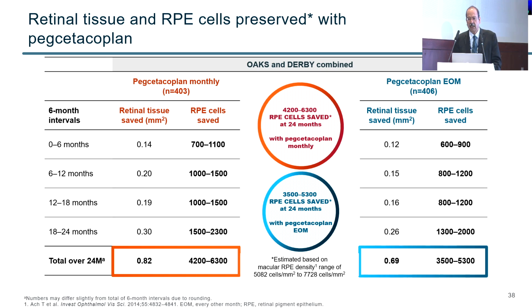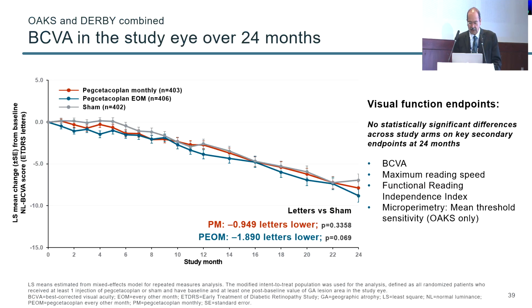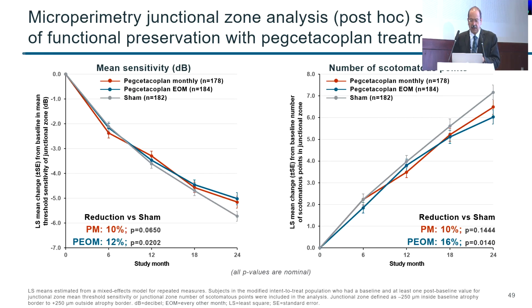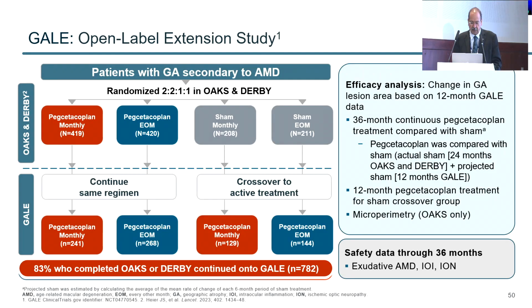They've gone to the extent of also calculating the number of RPE cells saved, but unfortunately, in terms of the visual function endpoints, they were not achieved. You wouldn't expect that if the fovea is involved, but what one could do is microperimetry in the junctional zone to see whether that makes a difference. So that's 250 microns around the lesion, and you can see that it did have a positive effect on the mean sensitivity and the number of scotomatous points when you use an investigation like microperimetry.